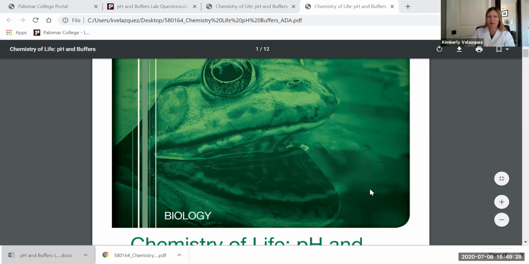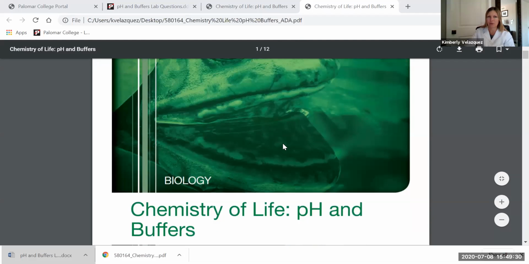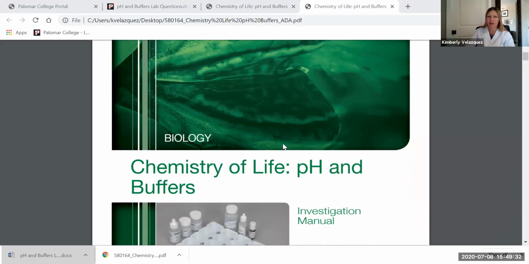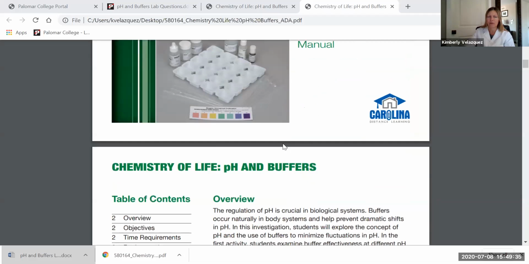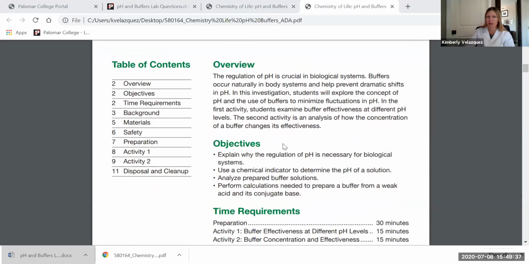So if you have the correct lab, you'll see the frog on the first page, Chemistry of Life pH and Buffers. This first part just talks about pH and buffers, and you have already learned about pH and buffers in the properties of water lectures. So if you'll recall, the pH scale is 0 to 14, with pH 7 being considered neutral. Any pH below 7 is considered an acid, and above 7 is considered a base.